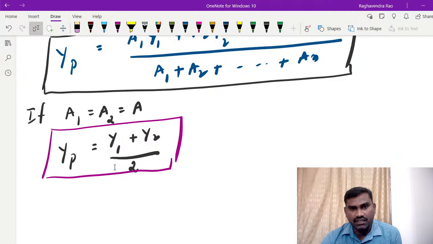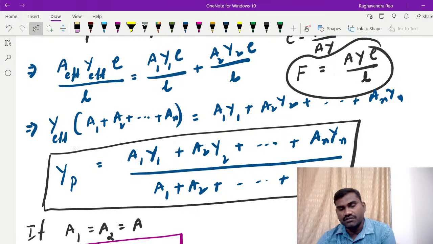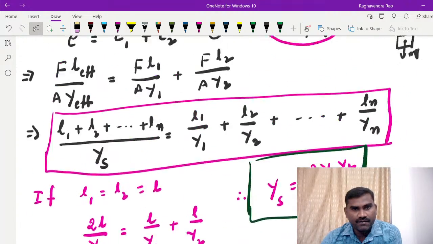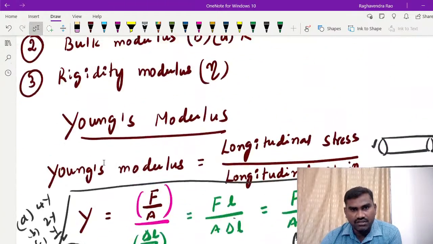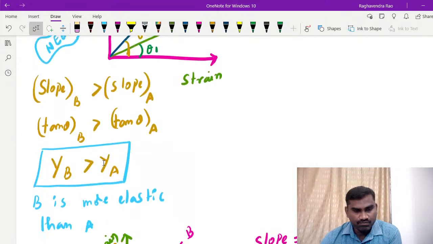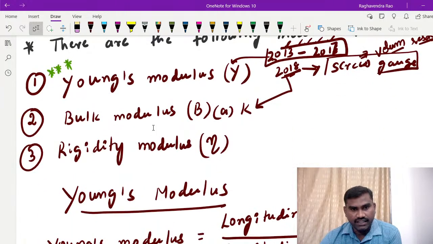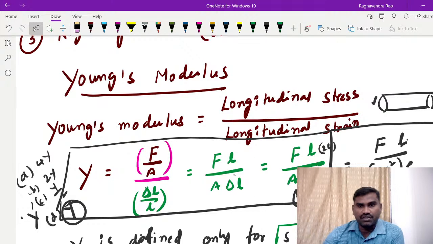Okay. So these are the points related to the concept of Young's modulus. Based on this, we need to practice some numericals. So once recall the main formula related to Young's modulus. Breaking stress and all we completed yesterday. Young's modulus is longitudinal stress by longitudinal strain, F by A by delta L by L.